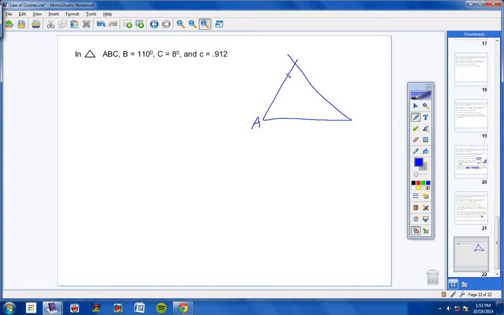Triangle A, B, C. Angle B is 110 degrees, okay? Angle C is 8 degrees, and c is 0.912. Now, first of all, anytime you're given 2 angles, quickly find the third angle, okay? So 110 plus 8 minus 180 will give you 72 degrees. So now we know angle A equals 72 degrees, okay? Now, let's go ahead and write that in here so we have that.